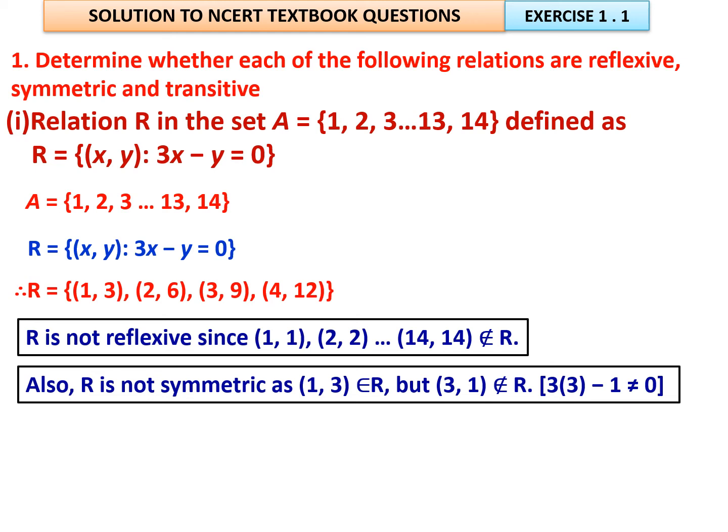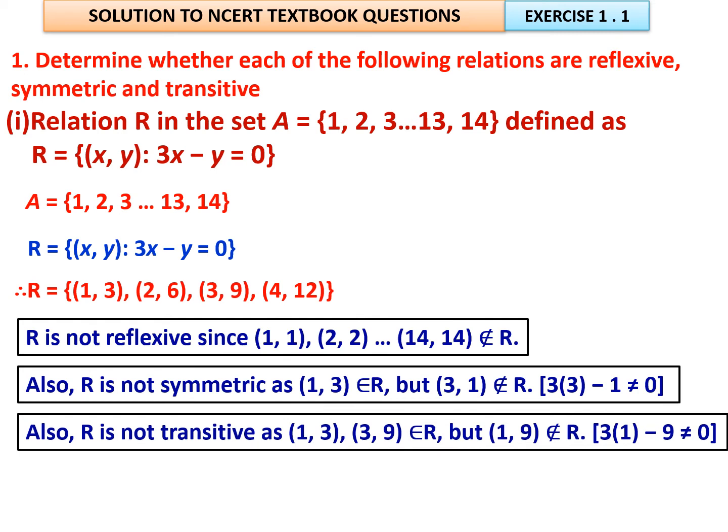No. 1, 3 is there, but 3, 1 is not there. When 2, 6 is there, 6, 2 is not there. Therefore, it is not symmetric. But remember, to disprove it you can take only one example and check it out.